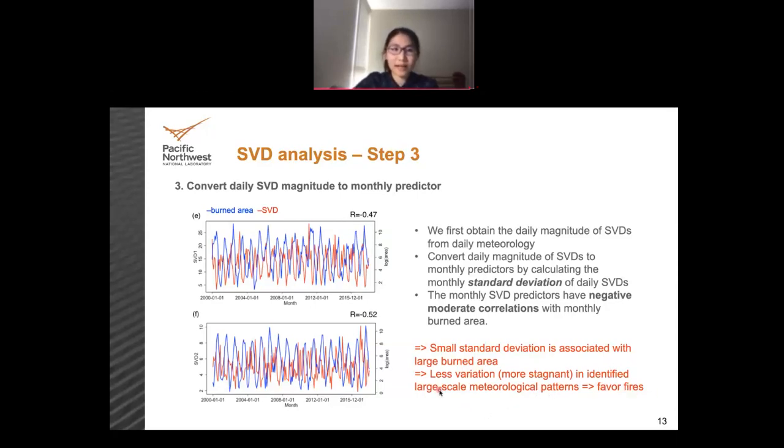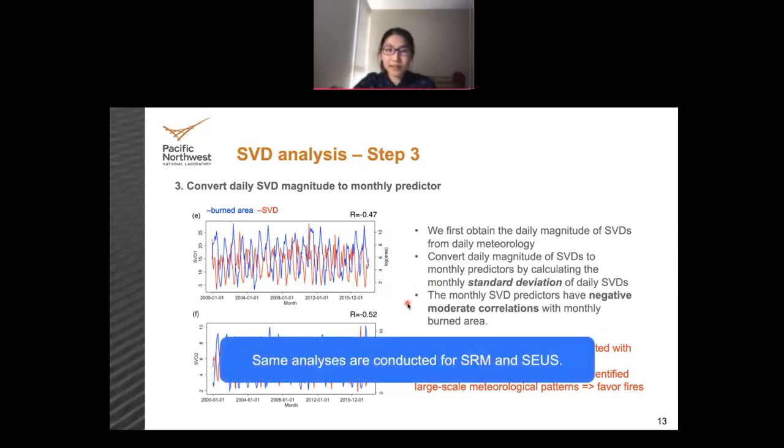So here we identify the negative correlation between the monthly burn area and the monthly standard deviation of the daily SVD. For both of the two SVDs, we see a pretty high negative correlation. So that's how we derive the predictors that represent the effect of large-scale circulation patterns. And then we did the same analysis for the Southern Rocky Mountain area and the southeastern US.